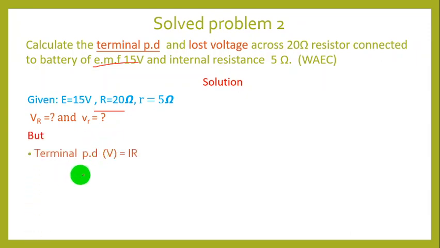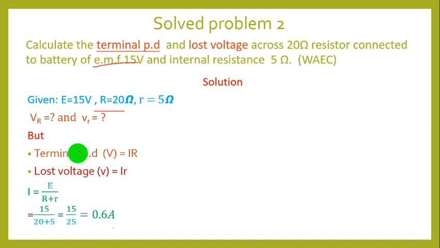But remember that terminal potential difference, big V, equals IR. R is known, but we don't know the value of current. Also, the lost voltage, small v, is the same thing as I multiplied by small r, but we don't know the value of current either, which shows that we need to get the value of current before we can proceed to solve anything in this question. So how do we get the value of current in this case? Remember the equation I stated earlier, I equals E over R plus small r. From this, we can get the value of current.